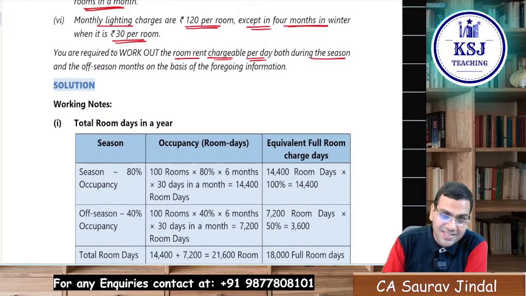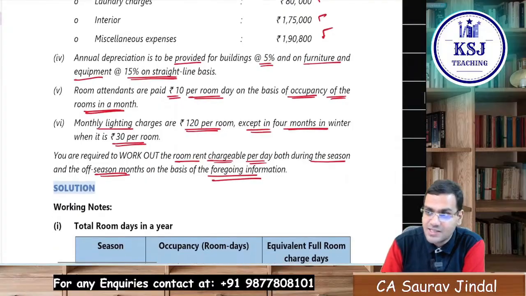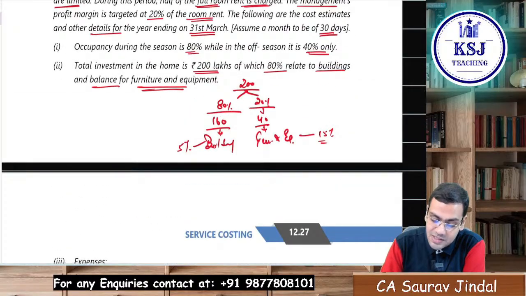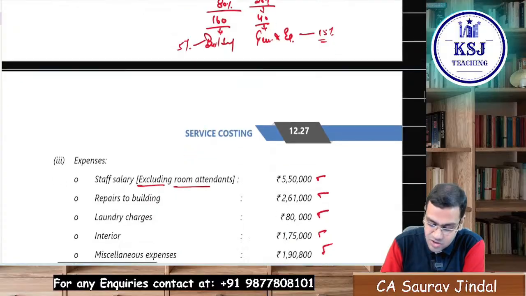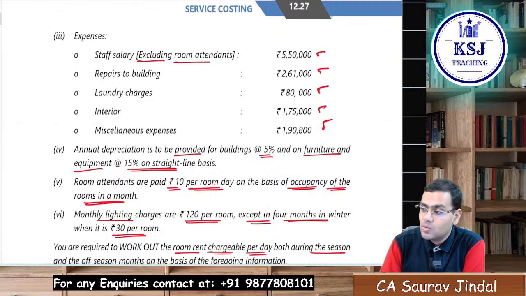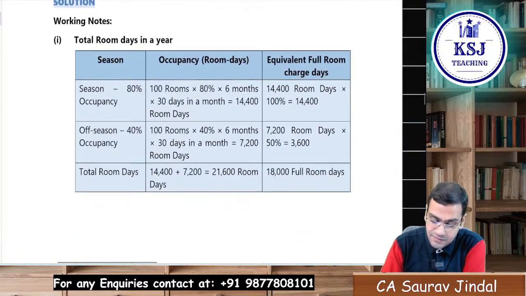Both during the season and off season months on the basis of the foregoing information. Now again we have the 2 categories of season. One is the off season and one is the season. And all these expenses which are given, for example depreciation, staff salary, repairs to building, these are given common now. And the room rent is to be charged separately, for the season part separately, for the off season part separately. So again we will have to apply the conversion thing, sir. We'll again have to apply the conversion thing.